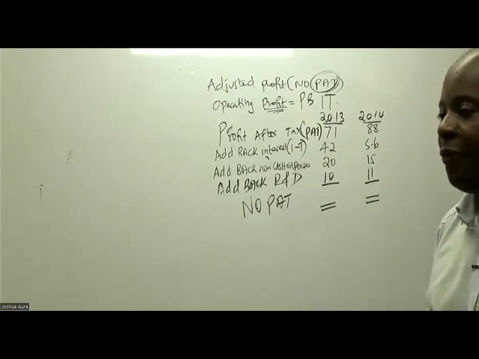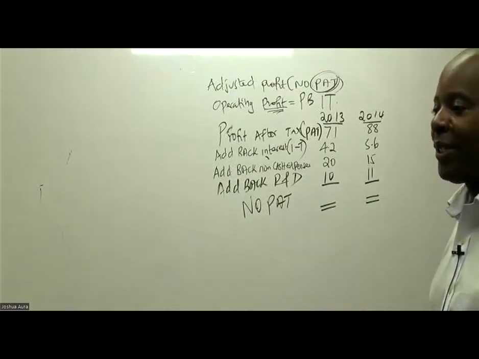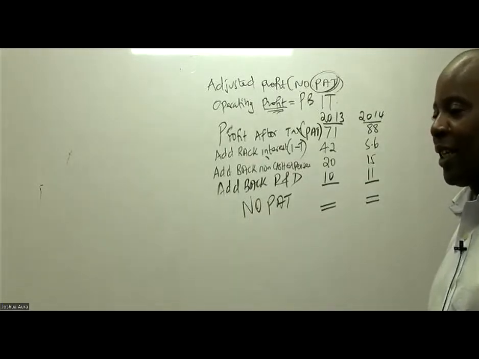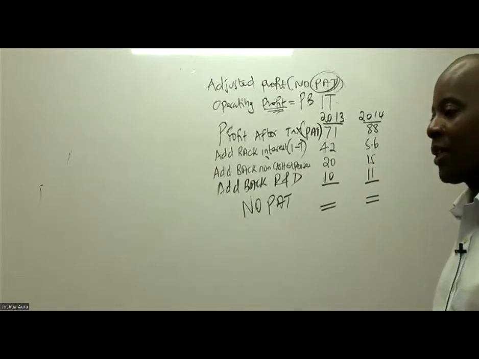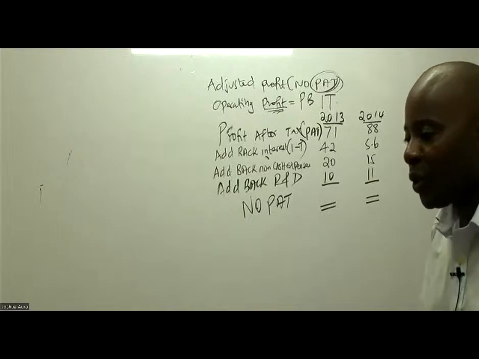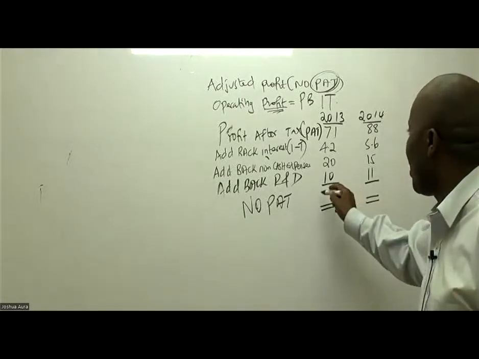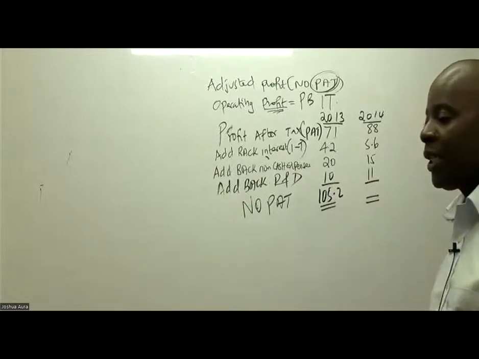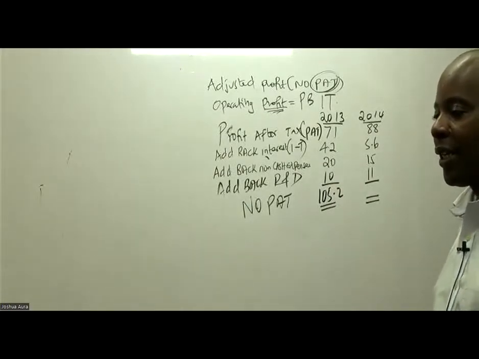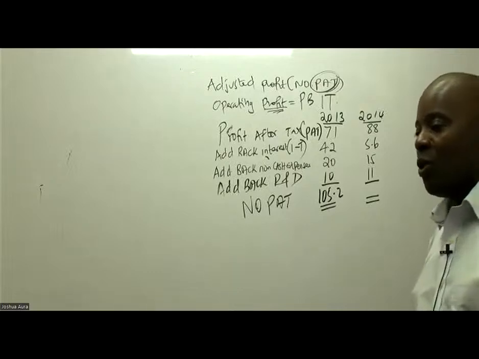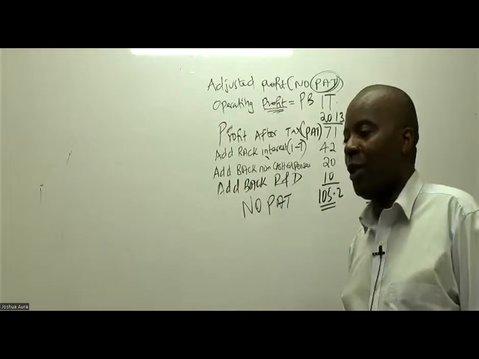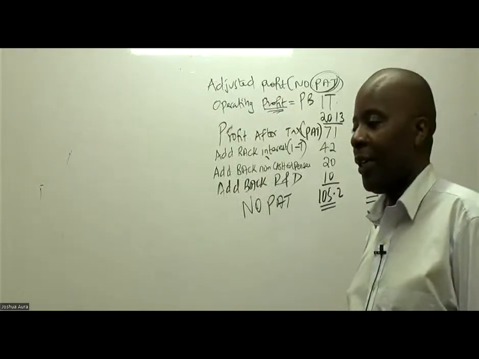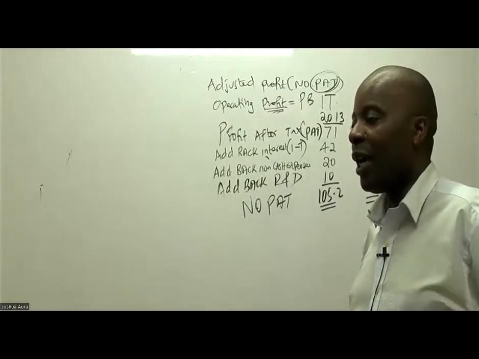The net profit after taxation. Cash flow based profitability. Net operating profit after tax, what do we have? So 105.2 in 2013, and then 2014, what do we have here in 2014, ladies and gentlemen?